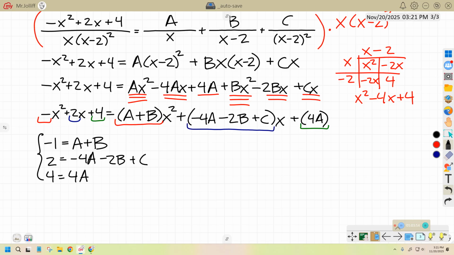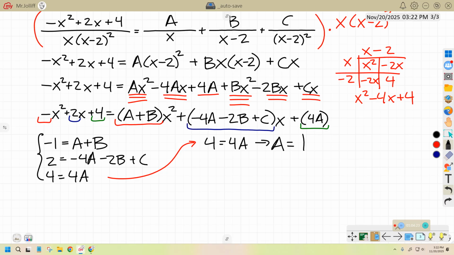My instinct, based on having done this a while, is I see one equation that has one letter, one equation that has two, one that has three. So I'm not going to use matrices. I'm going to use substitution. I'm going to start with A, and then B, and then C. So we'll start with the bottom. If 4 is equal to 4a, what do I know a is equal to? 1. Very good.